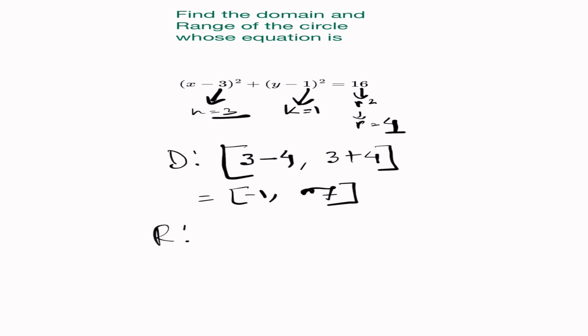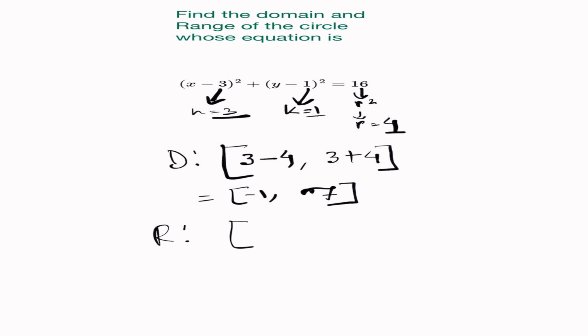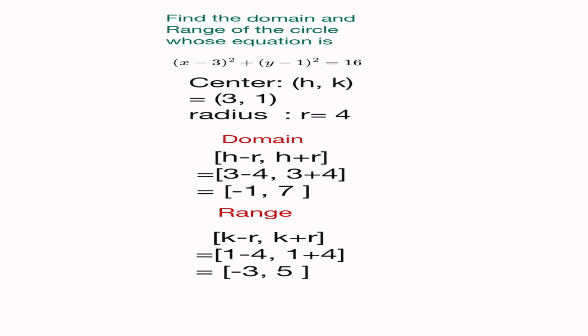Now for the range, however, we have the formula k minus r, k plus r. So our k is 1. So 1 minus r, which is 4, comma 1 plus 4. Okay, so that will give us negative 3 comma 5. So I wrote it down in a clear version here. I explained everything here. You can say the domain and range, right? So that's our answer.